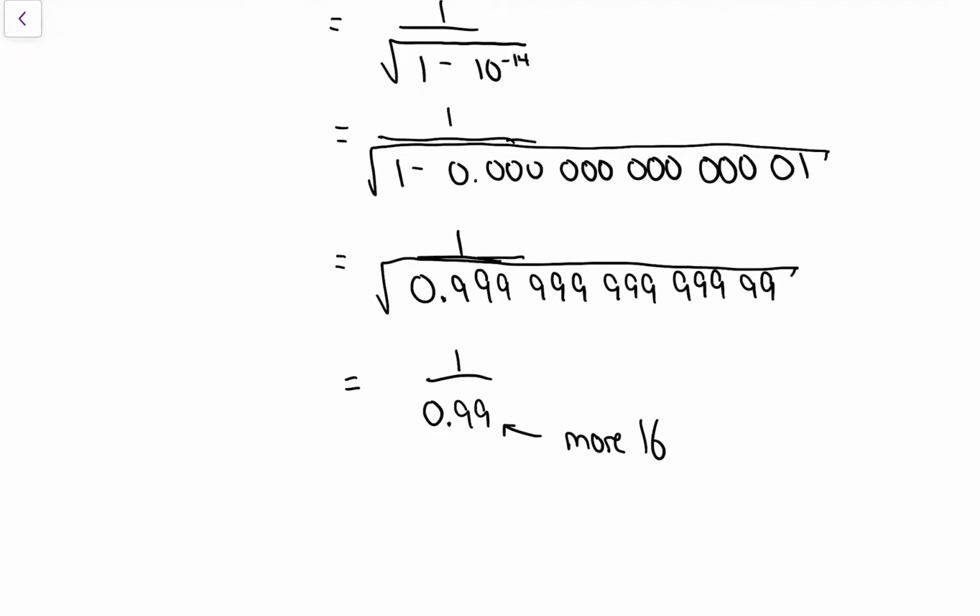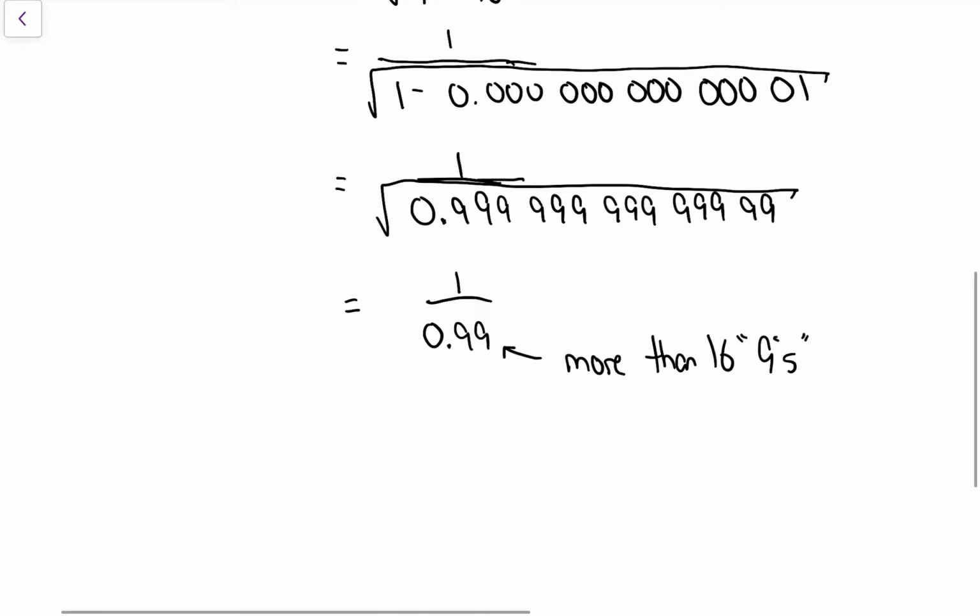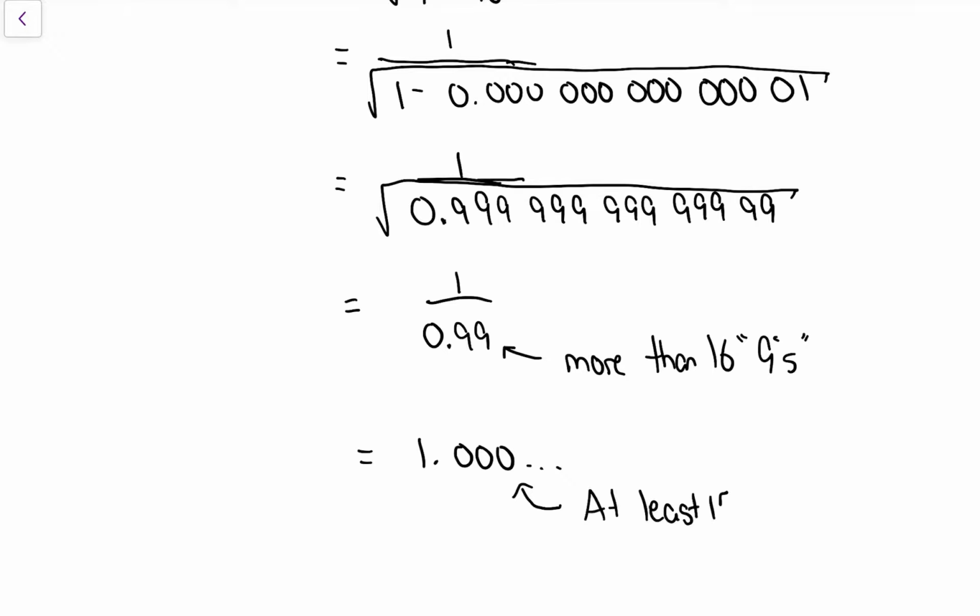More than 16 nines, which means when we do our division, our answer is going to be 1 point, a whole bunch of zeros. Again, I'm not sure, and my calculator isn't going to help, but I'm thinking we've got at least 15 zeros before we get to a real number.